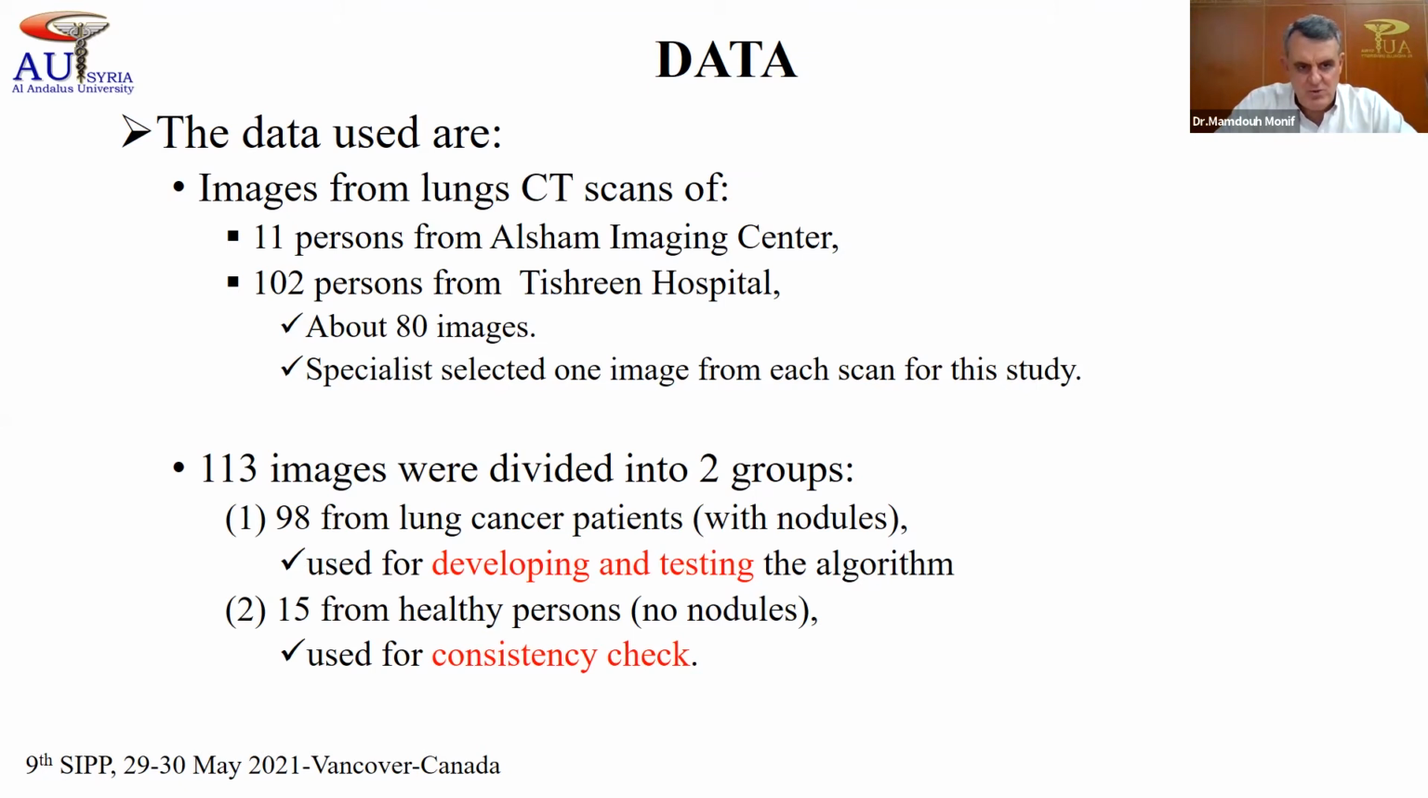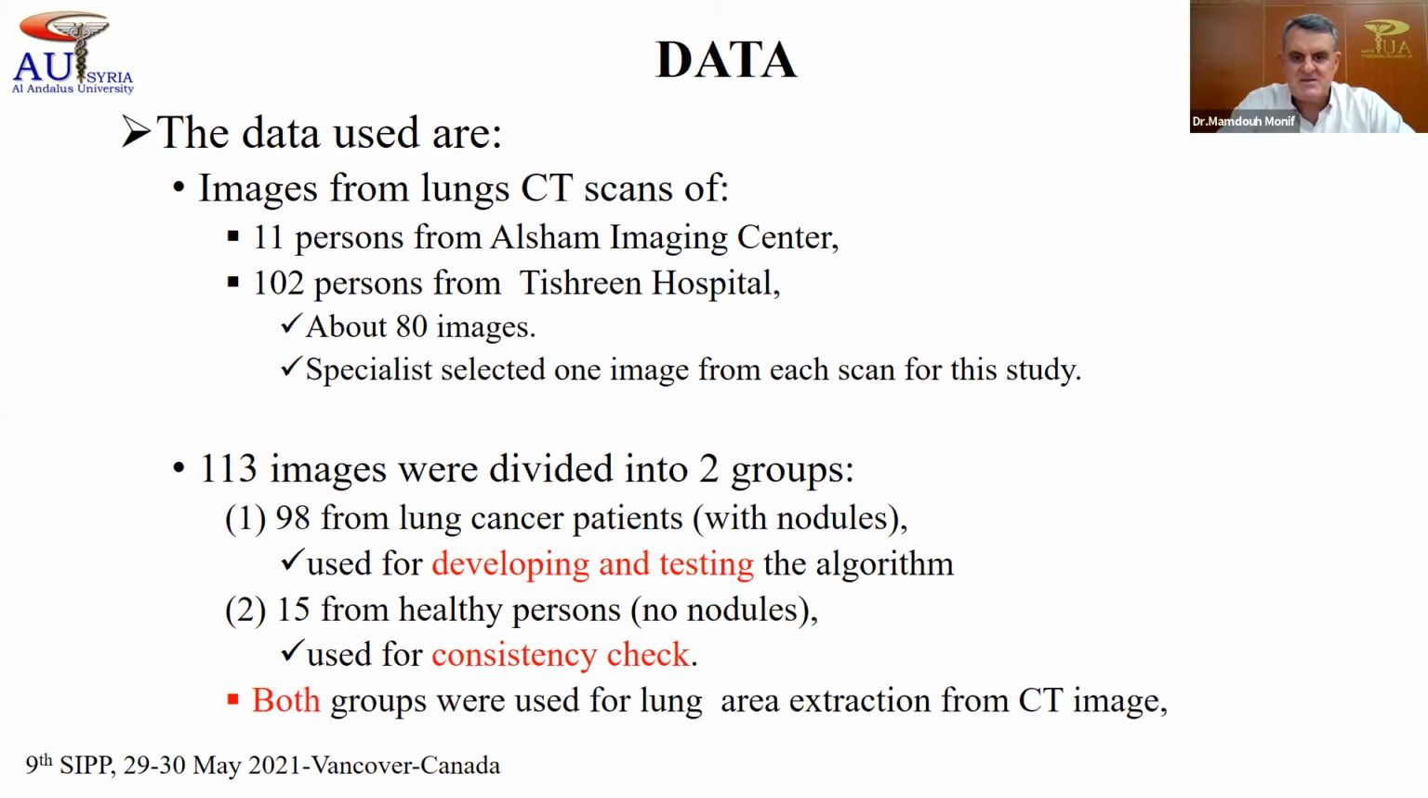The first group contained 98 images from lung cancer patients, that means with nodules. This group was used for developing and testing the algorithm. The second group contained 15 images from healthy persons, that means no nodules, and this group was used for a consistency check. Both groups were used for lung area extraction from the CT image.